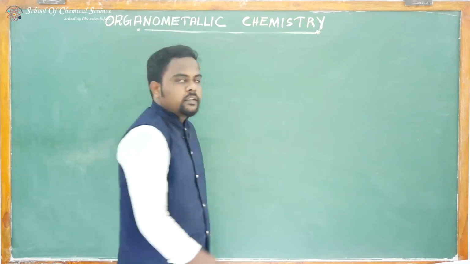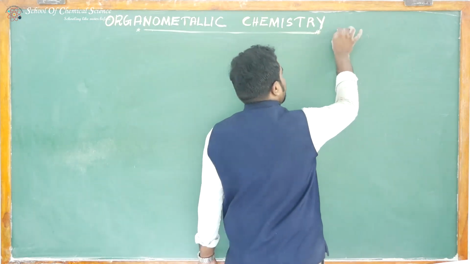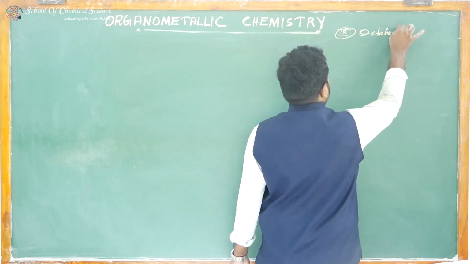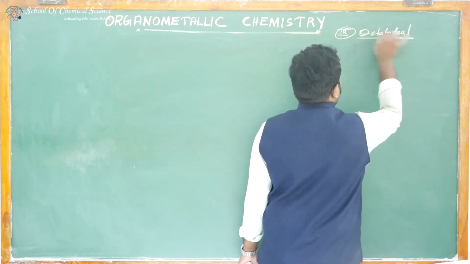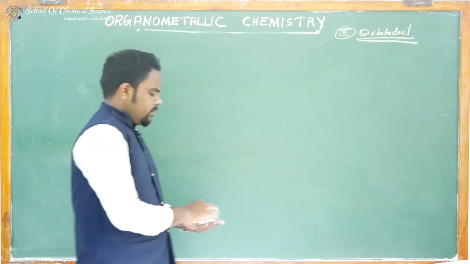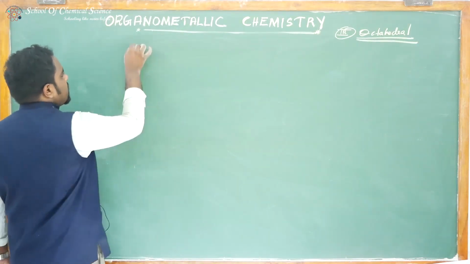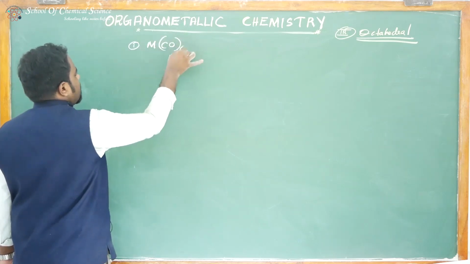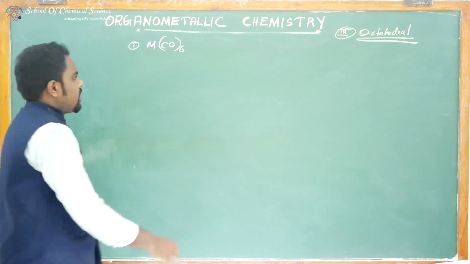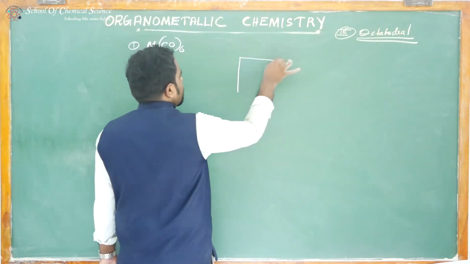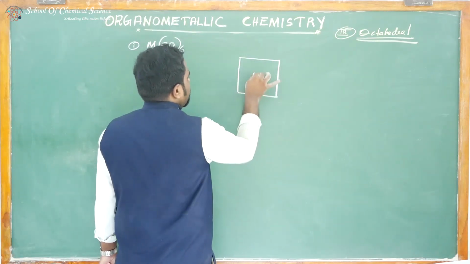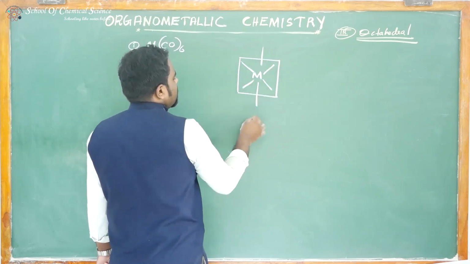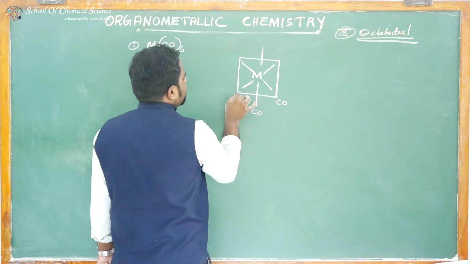Then third case, octahedral. Here 6 cases are there. Octahedral. Please listen. First one, MCO6: 1 metal and 6 carbonyls. Octahedral can be represented in this fashion.